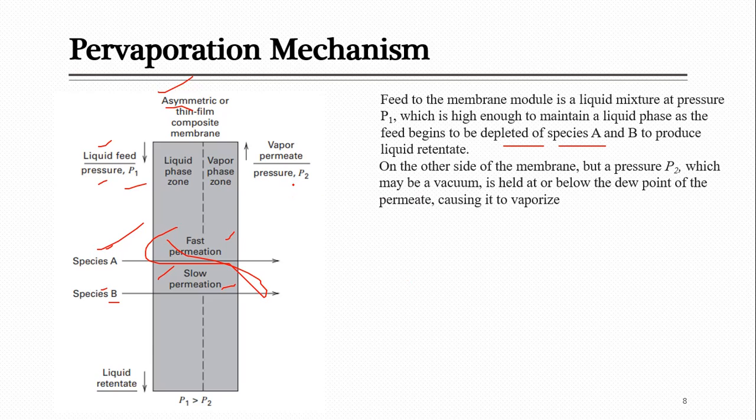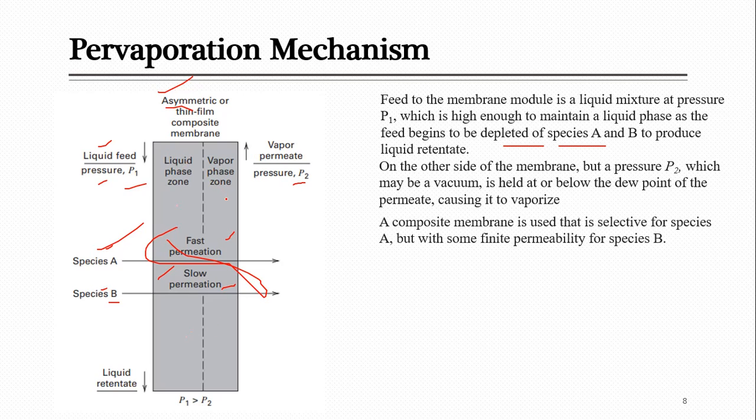On the other side of the membrane, you have pressure P2, which is most of the time vacuum. You apply the vacuum here, and I already told you that the purpose of vacuum is to reduce the ambient pressure, and when you reduce the ambient pressure, you convert the phase from liquid to vapor. Here is the membrane module. In this he has just separated it into two parts. So let's talk about this somehow 1 or 2 minutes later.